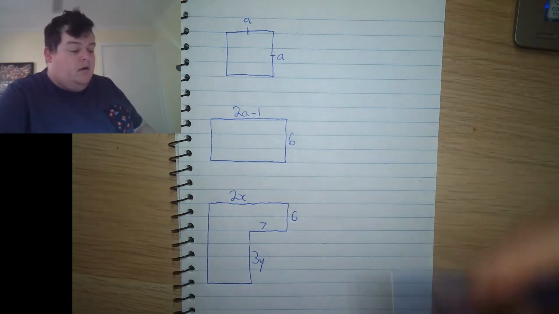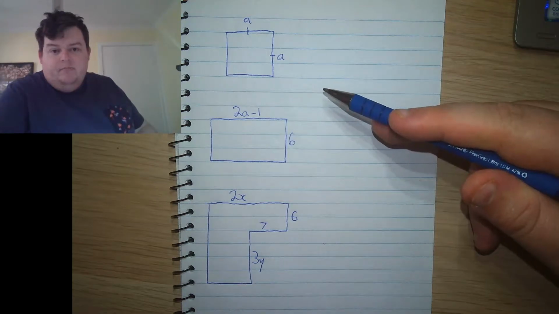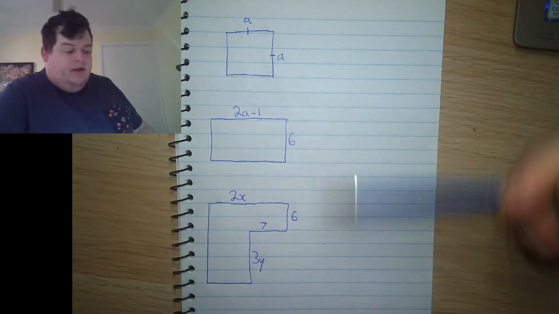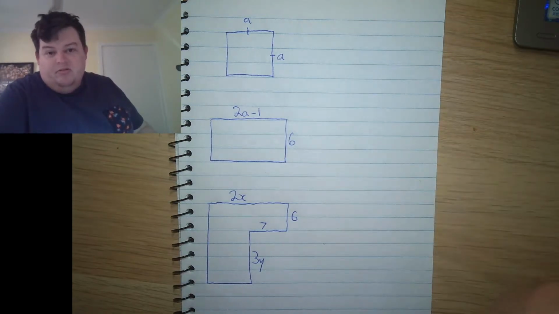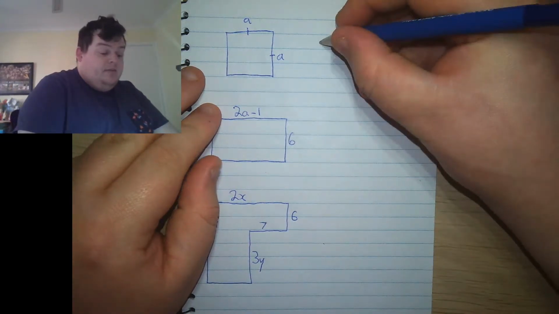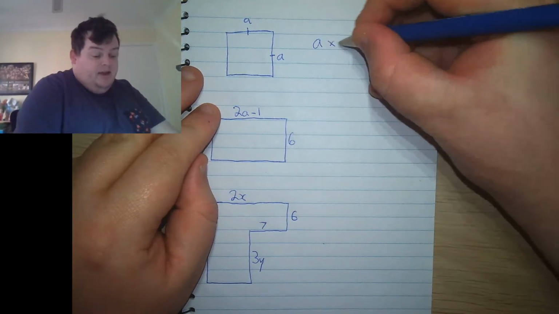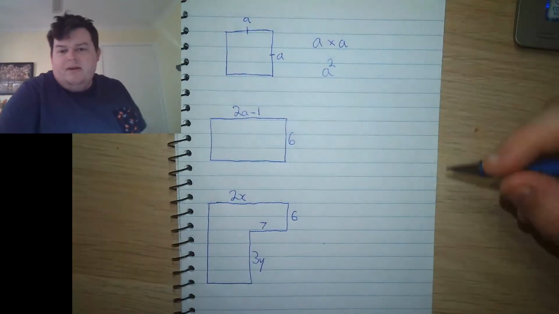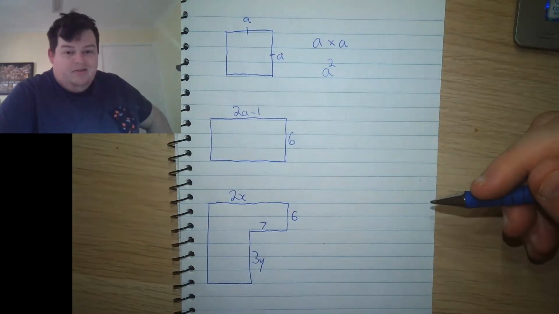So, first up, we have a square. Now, the way to find the area of a square is you do length times width, or you just do one side squared, doesn't really matter. Length times width in this case is a times a, which is a squared, which makes sense when you think about it, because that's the way squares work.